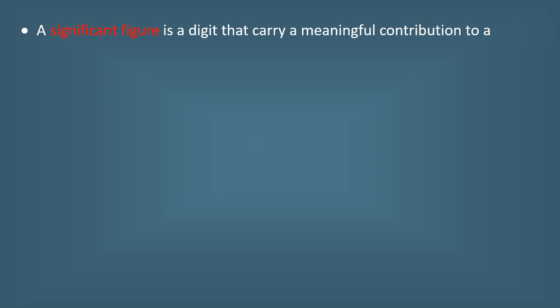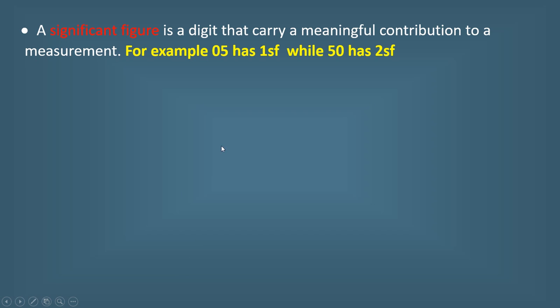Now, what is a significant figure? A significant figure is a digit that carries a meaningful contribution to a measurement. A digit that carries a meaningful contribution to the measurement. Let's take an example. 0.5 has one significant figure, while 50 has two significant figures.